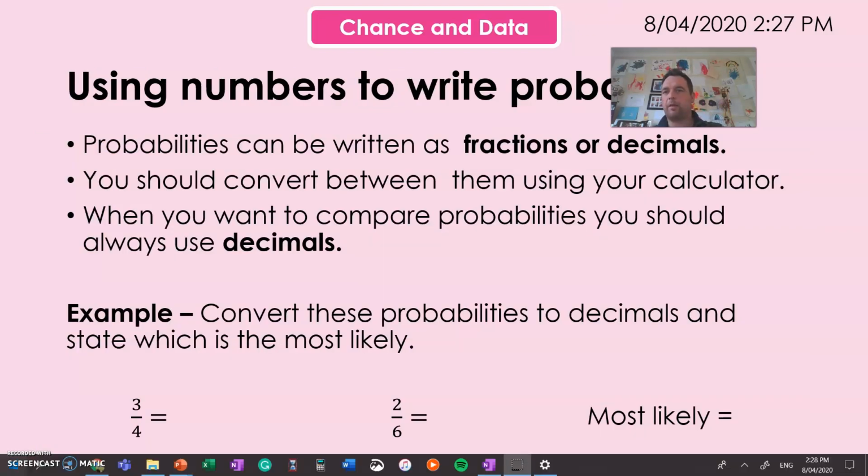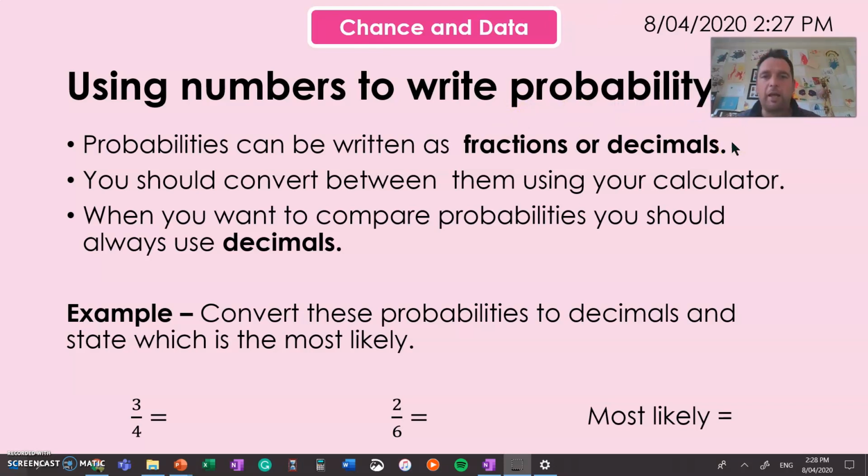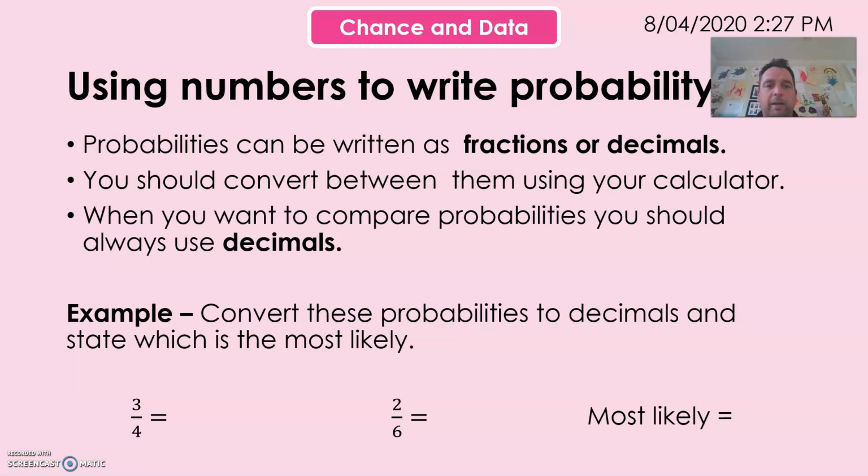So, next thing is to think about how do we write probabilities using this scale. Okay, so the key thing is probabilities can be written as fractions or decimals. You can convert between them using your calculator, and when you want to compare probabilities, you should always use decimals. It's much easier to compare a decimal to a decimal than a fraction to a decimal. So the example I've got here is to convert these probabilities to decimals and state which is the most likely. Now, I think I made a mistake when I put this together because I actually meant for that to be 2/3. So I'm going to change that now.